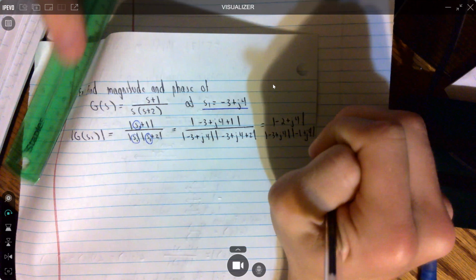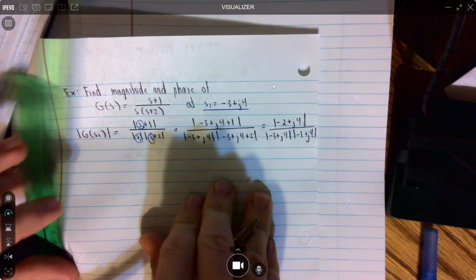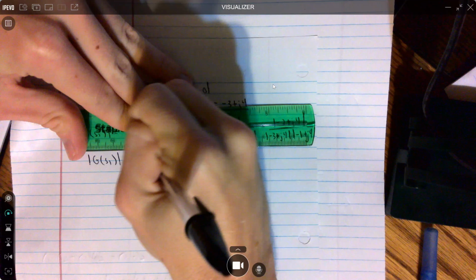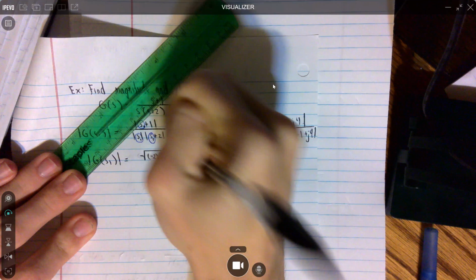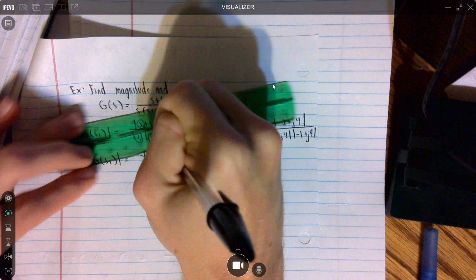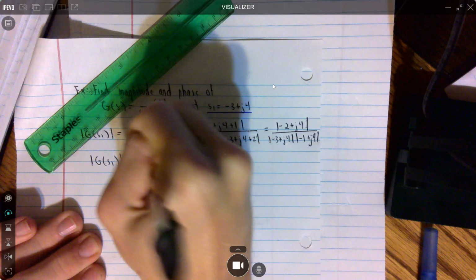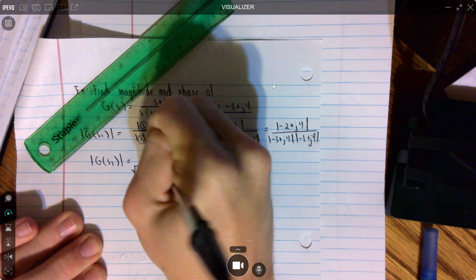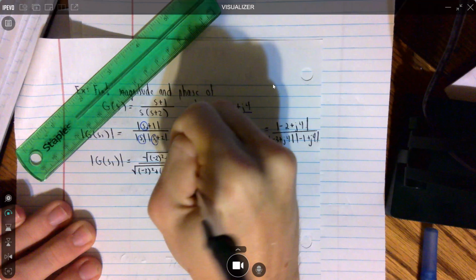And so now, when we have to find the magnitude of this one, what we're going to have is g of s of 1 is going to be equal to, and then here we have to take the square root of -2 squared plus 4 squared, all over, and then in the denominator we're going to have the square root of -3 squared plus 4 squared, and then the square root of -1 squared plus 4 squared.